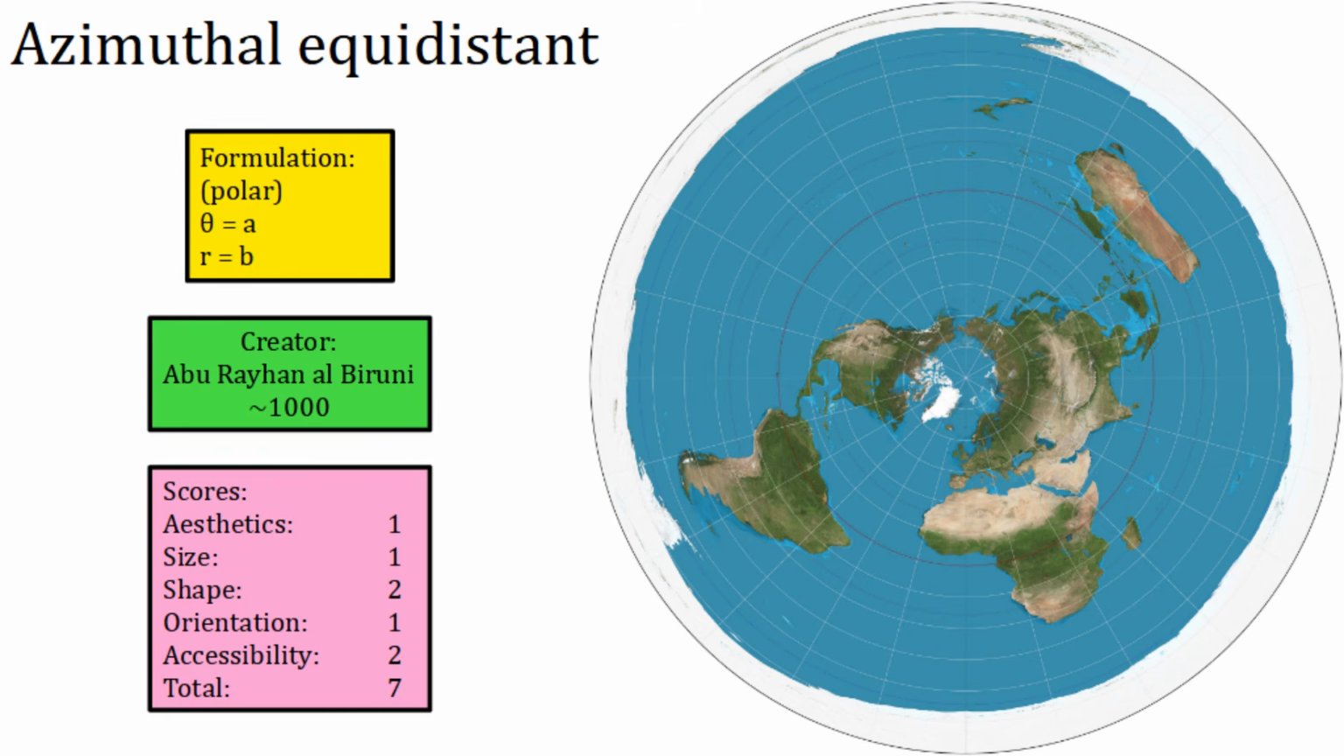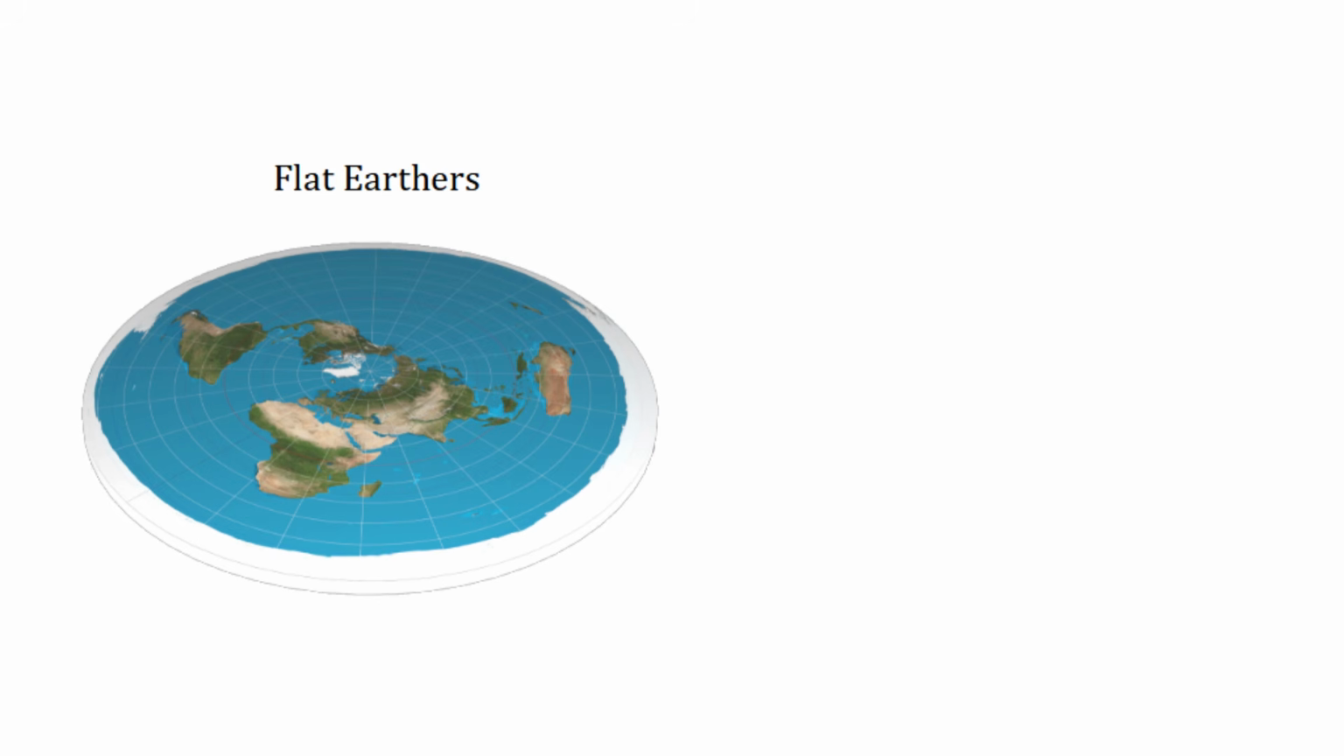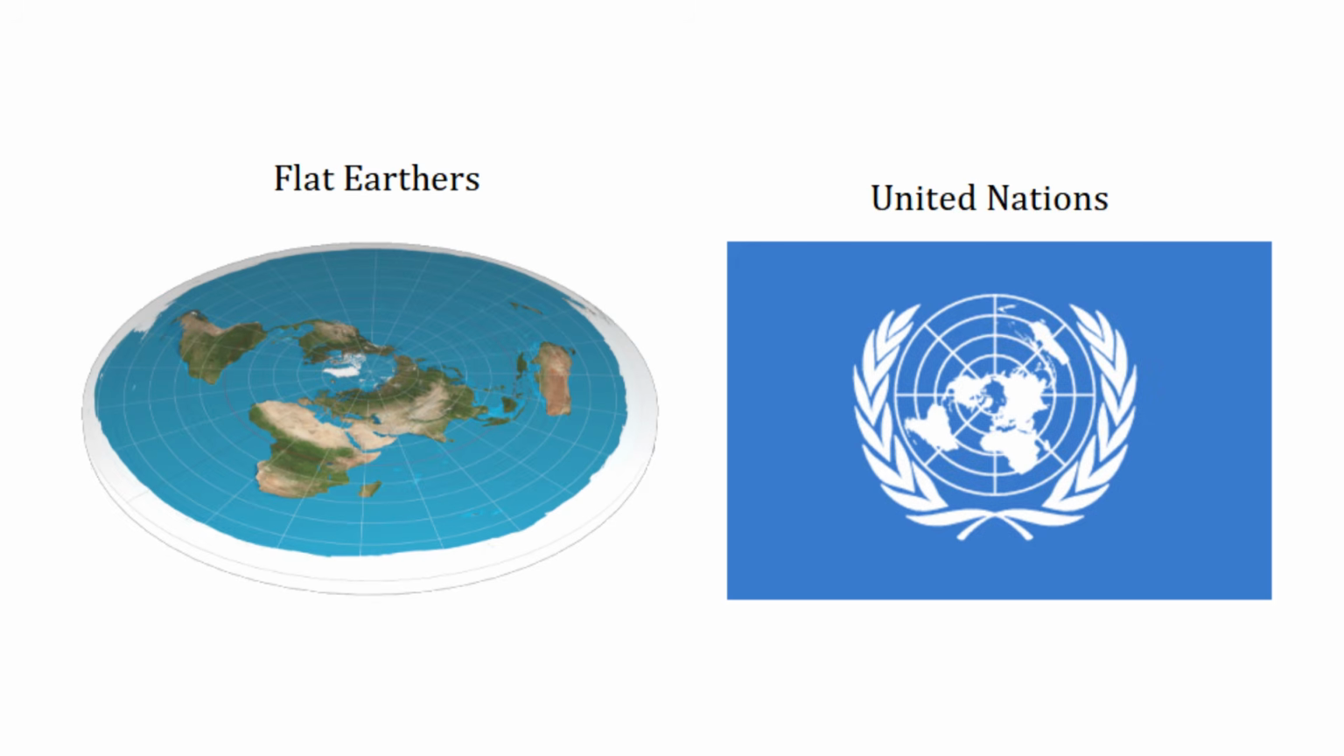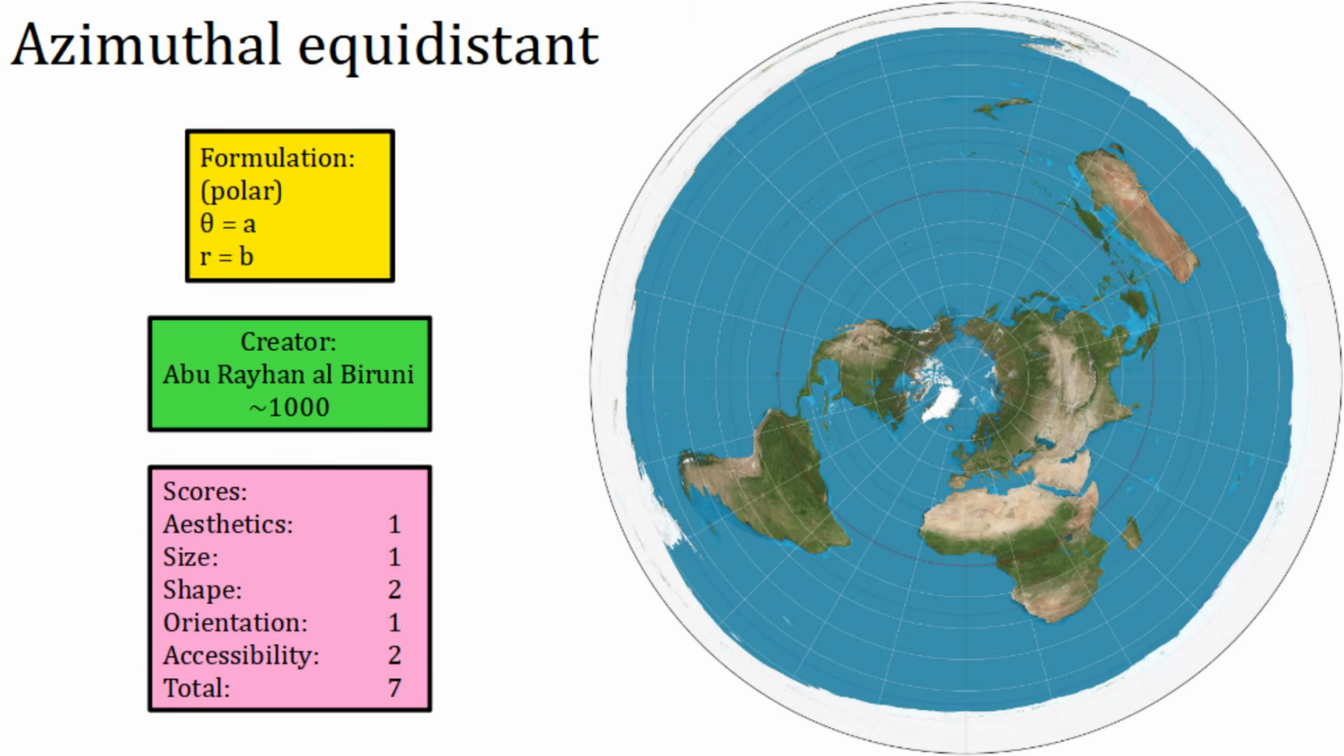Something interesting about this projection is that it's taken literally by flat earthers, and they think the Earth is actually shaped like this. It's also used on the United Nations emblem. Unfortunately, it has many of the same issues as previous maps, and polar coordinates just aren't that useful for projection.